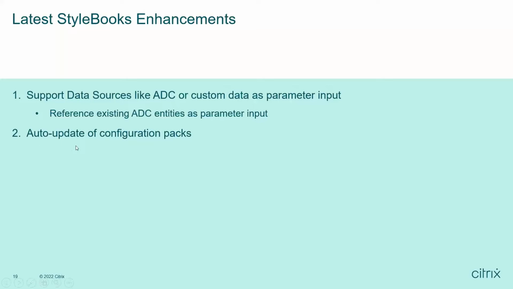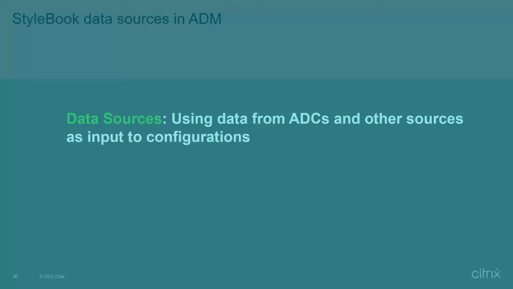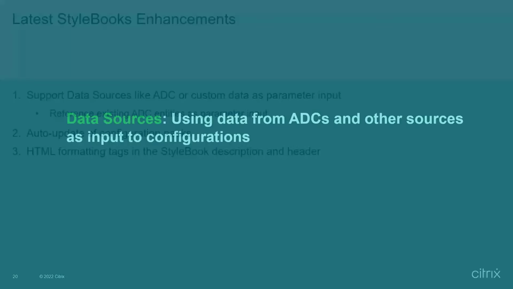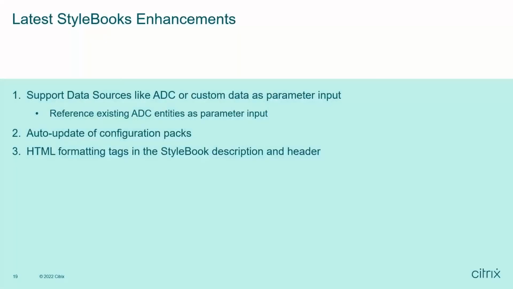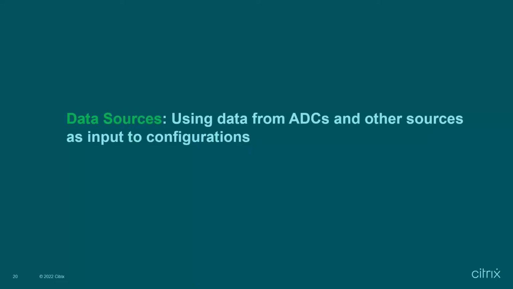Second one is the auto update of config packs. This is in relation to the certificate store auto update, and we'll look into the use case as we go ahead. And lastly is the HTML based formatting tags, which will help in adding more information and visual appeal to the stylebook. So let's first look at the data sources.